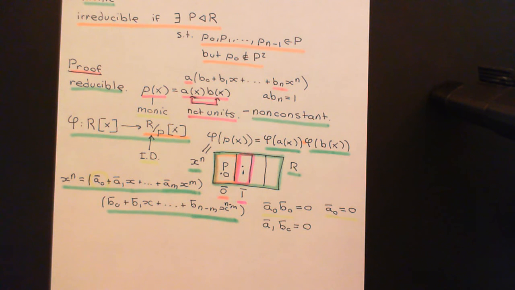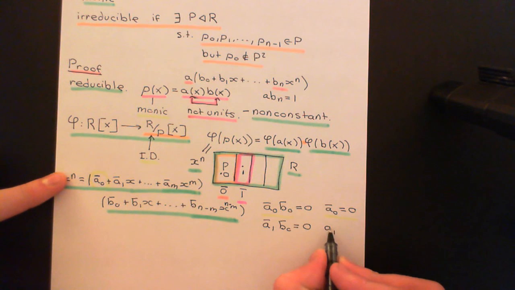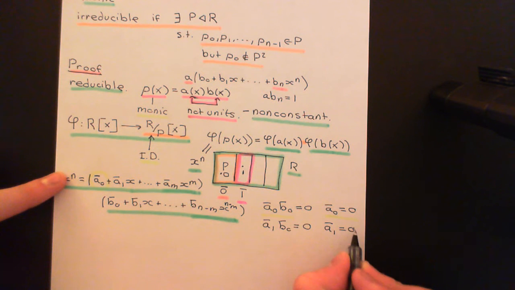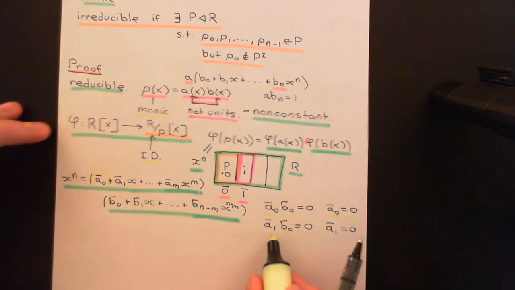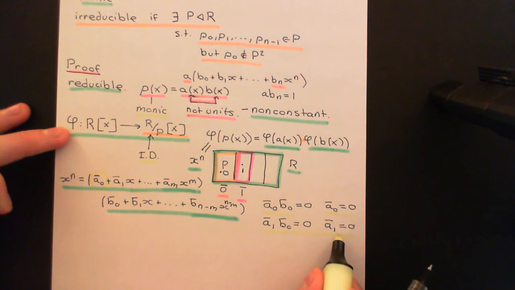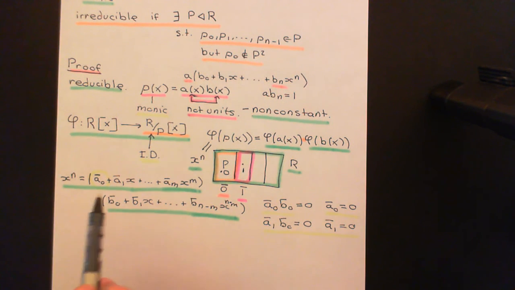That is not a proof that b0 bar is equal to 0, so we might as well assume the worst case, which is that a1 bar is equal to 0. I can't do anything else. I cannot just say b0 bar is equal to 0, because it's not necessary that that was the one that was equal to 0. So let's assume instead that a1 bar was equal to 0.